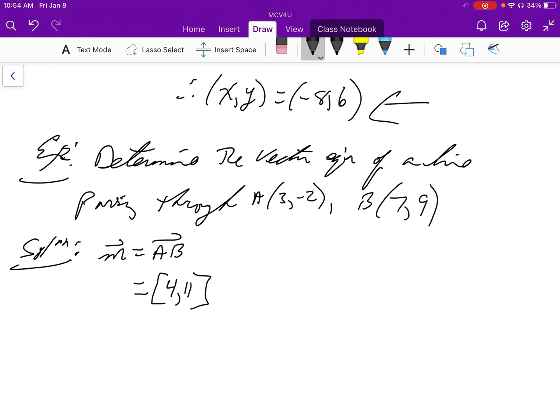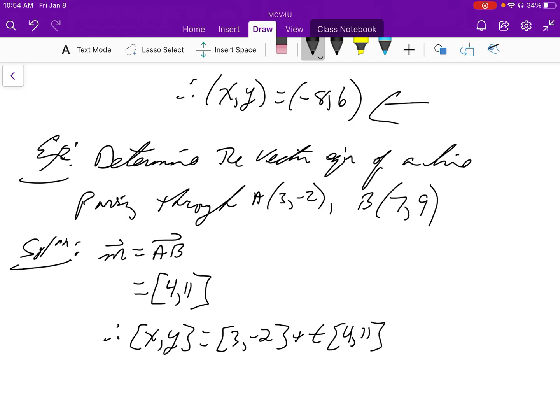Okay, so that's what we have. Since we have 2 points, one direction vector, we can use any point we want, right? Our vector equation could be [3, -2] plus scalar t [4, 11]. Okay? So there you have it.